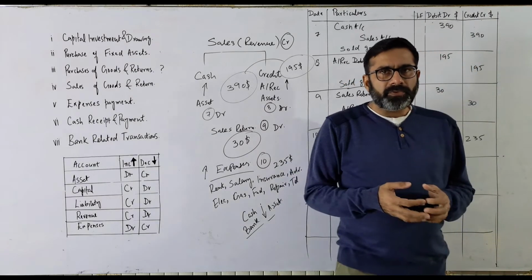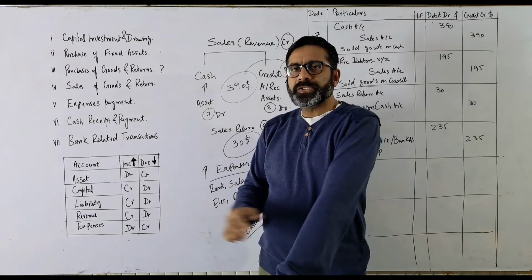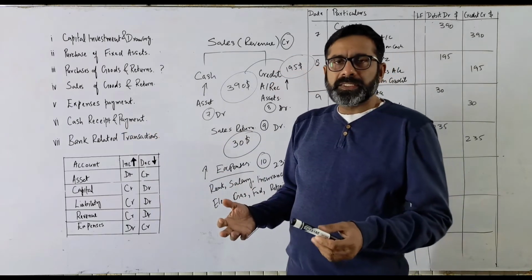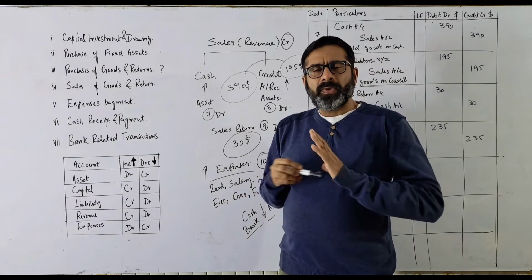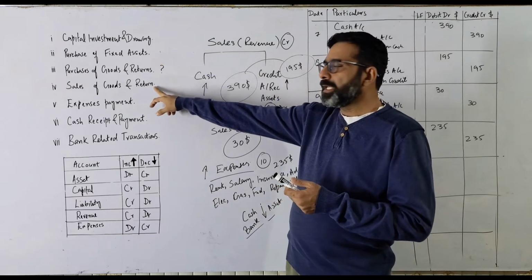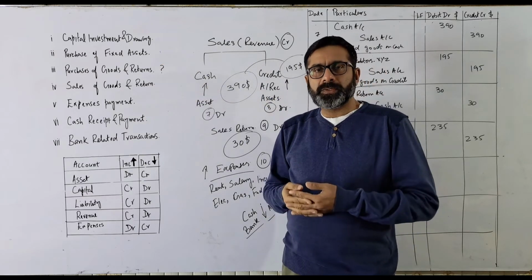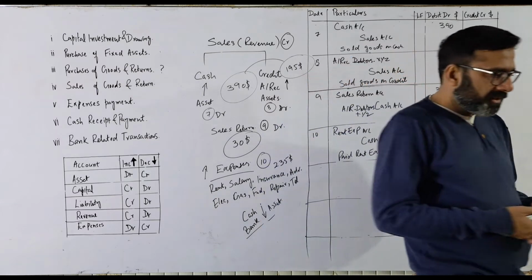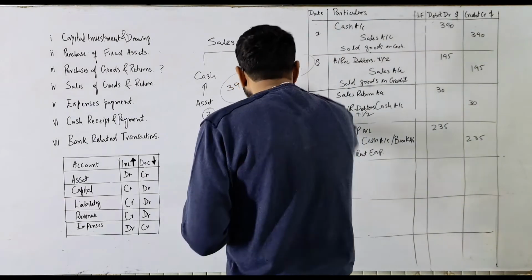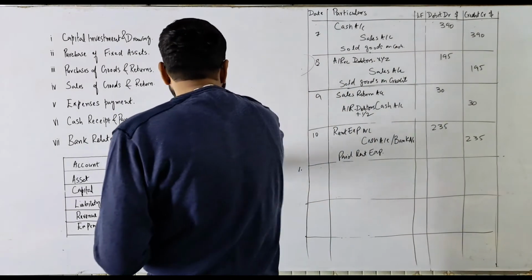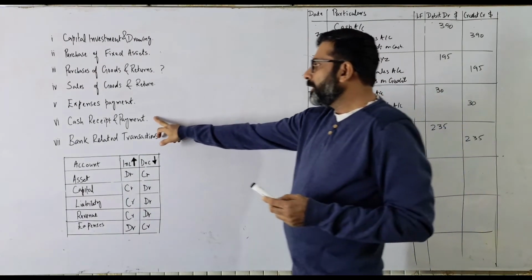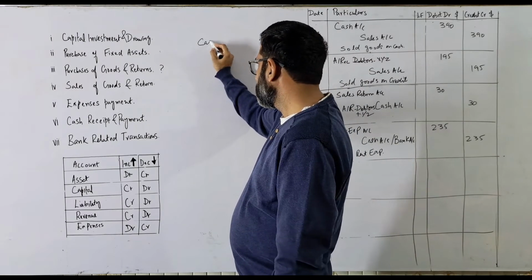The next transaction that we have is related to cash receipt and payment. Sometimes the company is receiving cash. What are the main sources of the receipt of cash? We have already discussed that: the sale of goods. But there are some other possibilities that the company is receiving cash. So what are the possibilities of cash receipt?